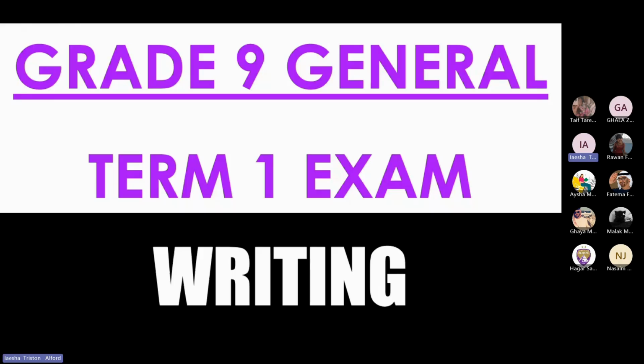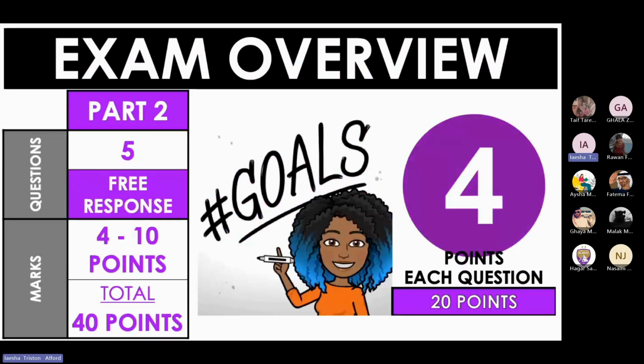A little bit about the writing exam. So this is part 2. It is 5 questions, free response. This section is a total of 40 points. Some of the questions can be 4 points all the way up to 10. Not sure exactly how much each question will be, but the range is going to be from 4 to 10. Your goal in this section is to at least get 20 points.